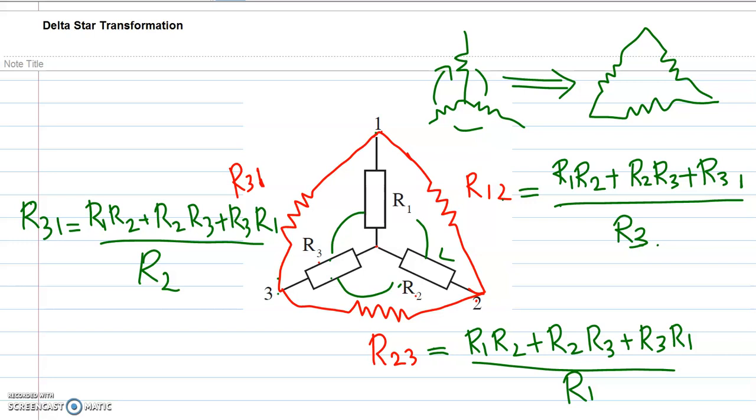Whatever figure you have, always try to shape it into a delta or star form, so it will be very easy for you and you can write it down within that system itself. You don't need to mug up the formula, always remember the concept and how we arrived at that particular equation. For depth of understanding, you can also go through the derivation, which shows that the resistance measured across points 1 and 3, or 1 and 2, or 2 and 3 is equivalent in the star form and in the delta form.